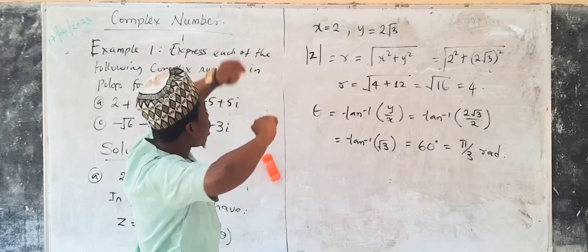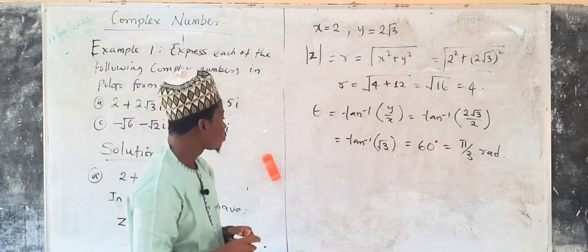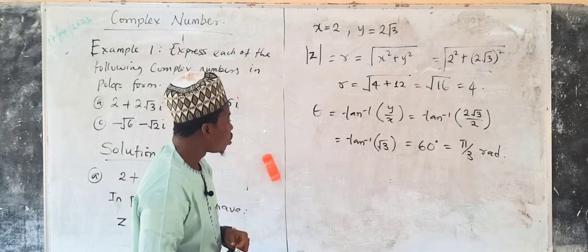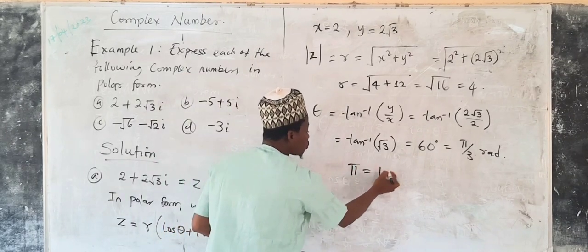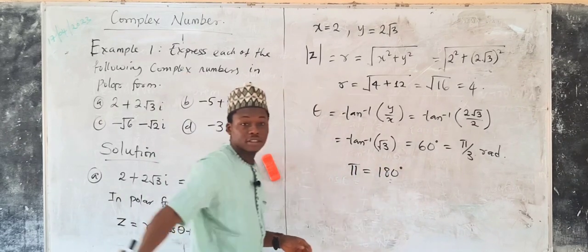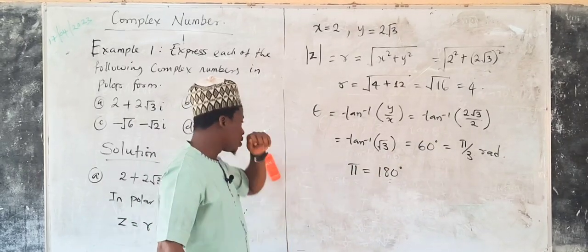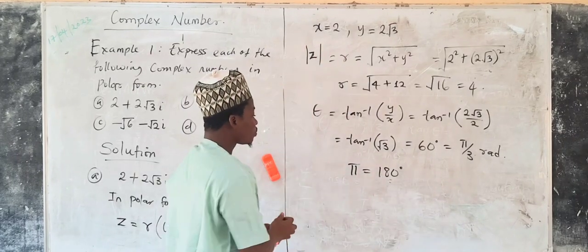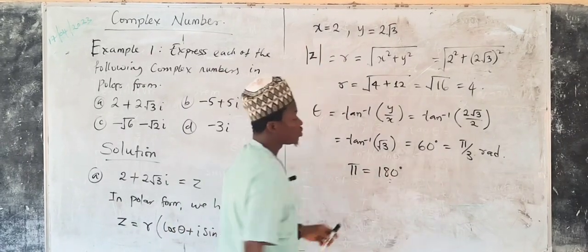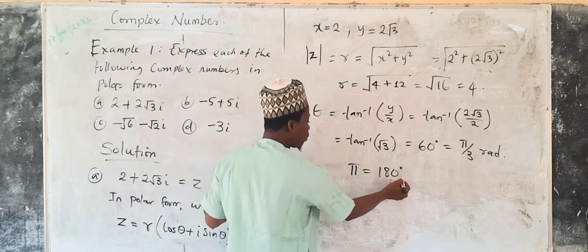Now, what you need to know is how to reach pi over 3 in radians. Pi is the same thing as 180 degrees. Pi in radians is equal to 180 degrees. So to convert this 60 degrees now to radians, you divide this by what?